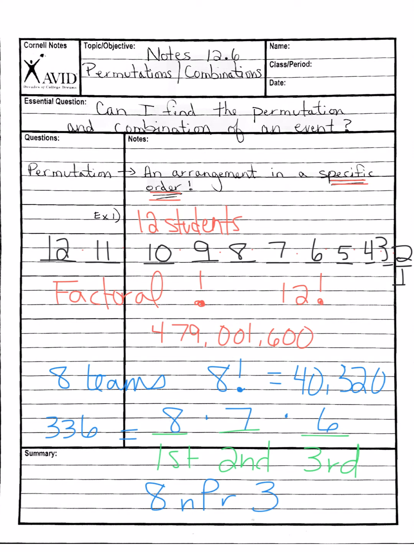Order matters. Next, let's talk about permutation, where order does matter. If you're going to be first at the baseball tournament or last at the baseball tournament, the order does matter, and that's it.